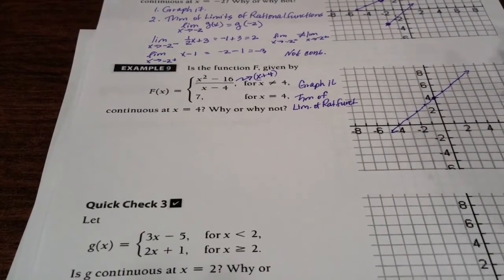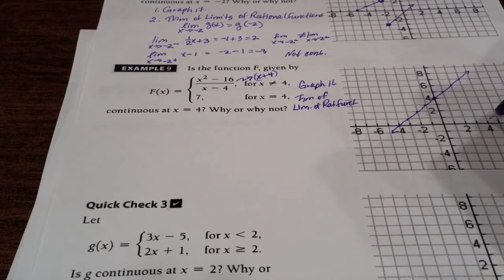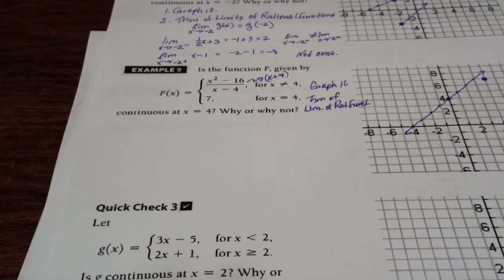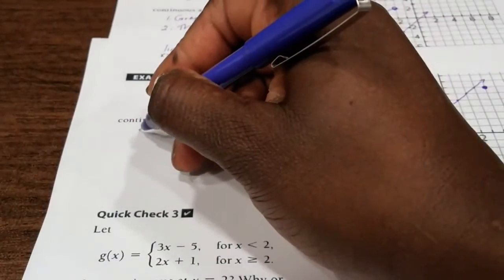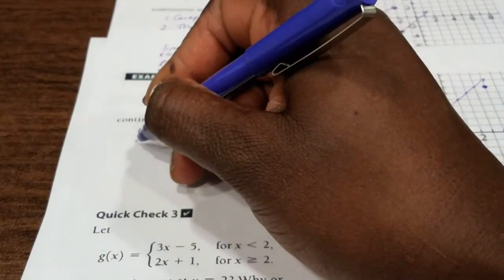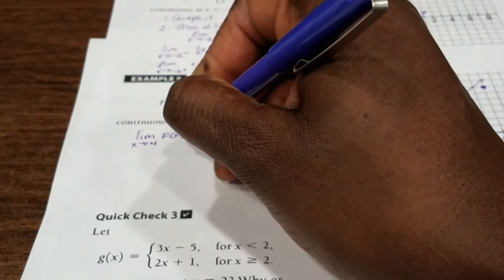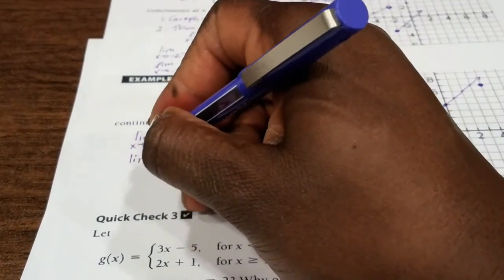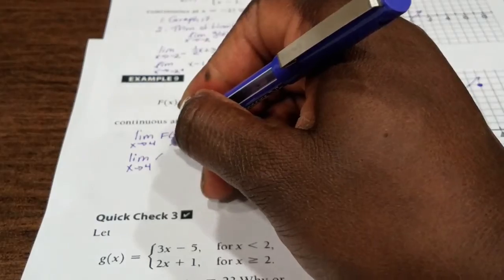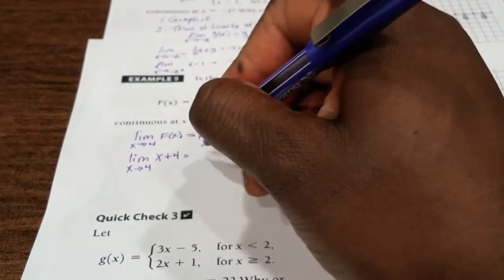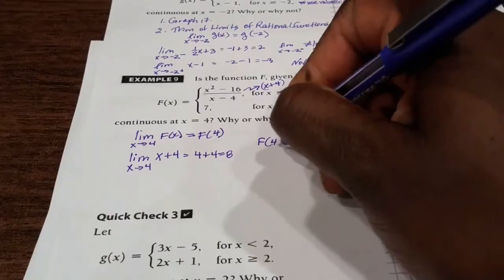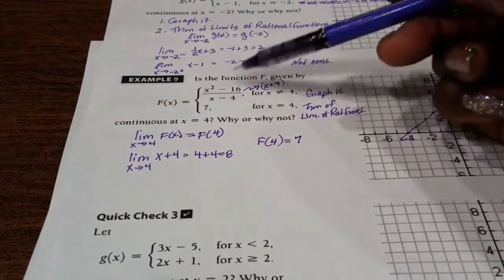And what about the second function? It says when x is 4, that y is 7. And that's here. Okay, so we're going to check and see if this is continuous. So, according to our limit rule, the limit as x goes to 4 of the function f of x should be equal to f of 4. So our limit as x goes to 4 of x plus 4 will give us 4 plus 4, which is 8. And f of 4, that's going to just be 7 per this function to begin with.